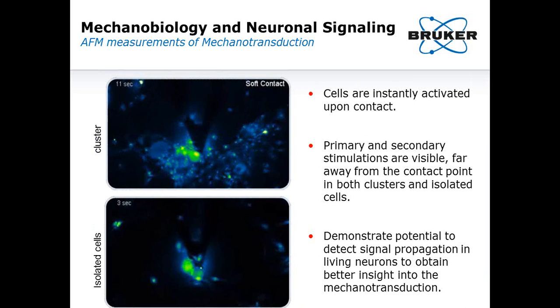To further study how signals are transmitted from one cell to another, researchers looked at isolated cells as well as cell clusters. As shown in the two fluorescence videos, both primary and secondary stimulations are visible far away from the contact point in both cases, indicating that there's communication between cells even when they're fairly isolated. Additionally, they found that the signal appears to propagate further when the tip applies a higher force, labeled here as hard contact versus soft contact.